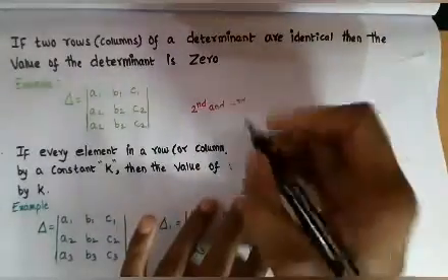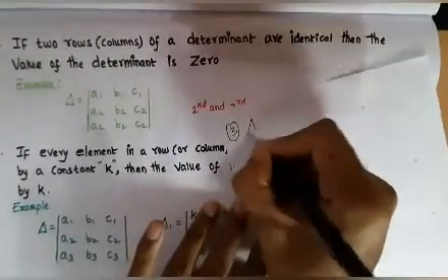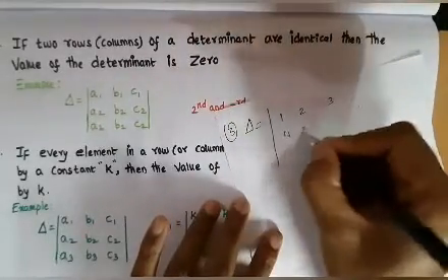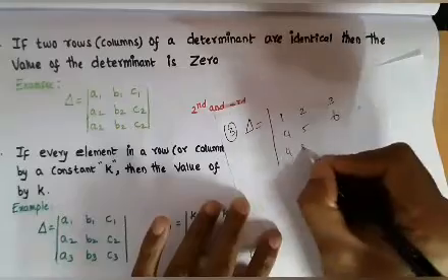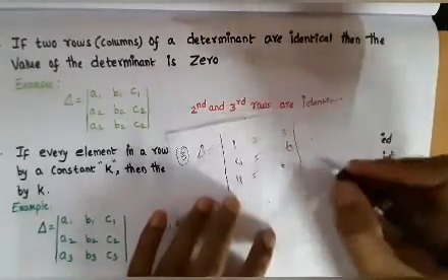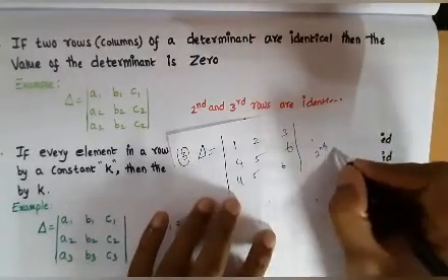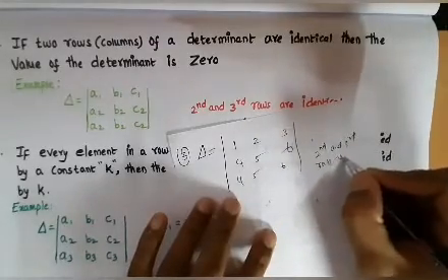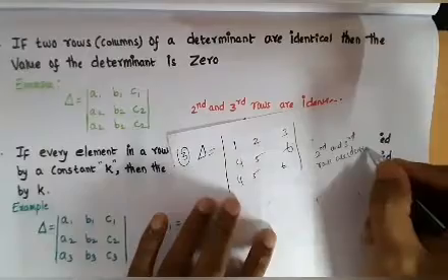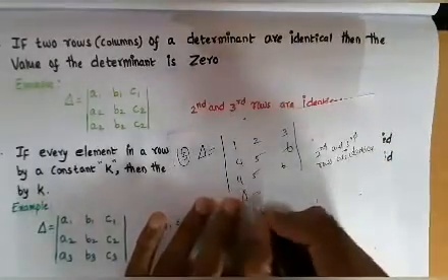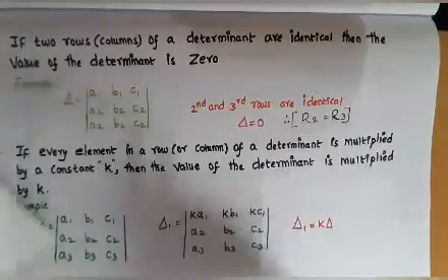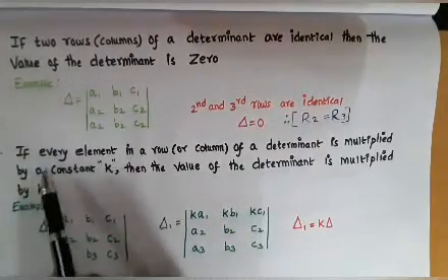For example, for the third property, del equals 1, 2, 3, 4, 5, 6 and 4, 5, 6. So the second and third rows are identical. So the del value is equal to 0. Now we move to property number 4.